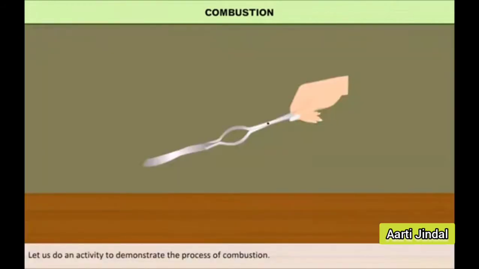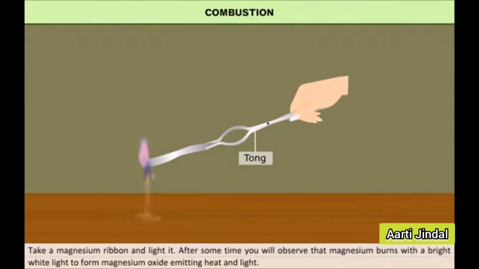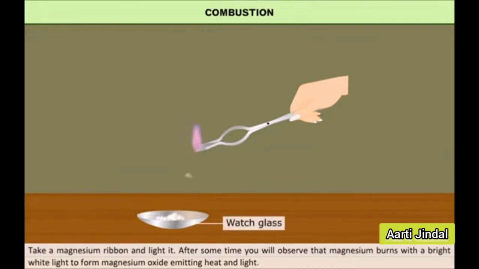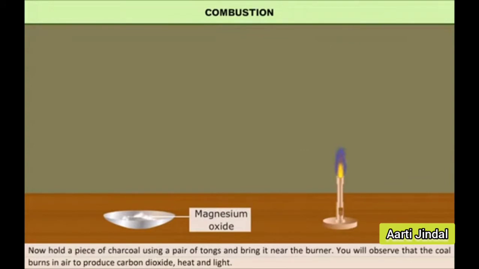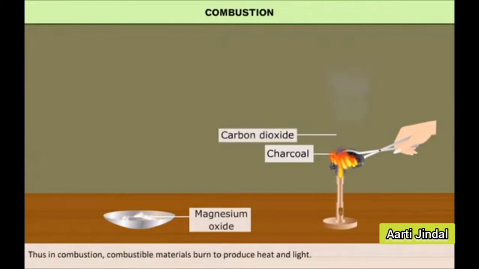Combustion. Let us do an activity to demonstrate the process of combustion. Take a magnesium ribbon and light it. After some time, you will observe that magnesium burns with a bright white light to form magnesium oxide, emitting heat and light. Now hold a piece of charcoal using a pair of tongs and bring it near the burner. You will observe that the coal burns in air to produce carbon dioxide, heat and light. Thus, in combustion, combustible materials burn to produce heat and light.